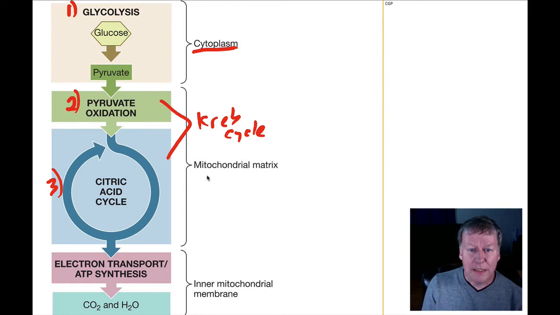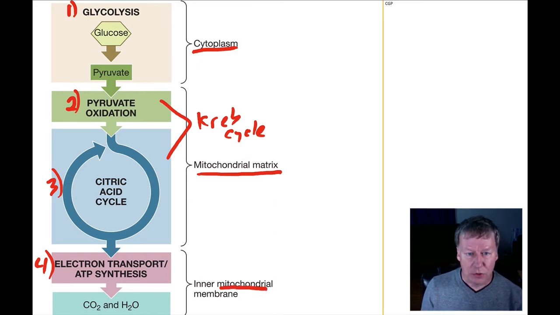These occur inside the mitochondria in what is called the mitochondrial matrix, and we'll discuss later where that is and how it works. The final one is the electron transport chain, or ATP synthesis. This is our fourth section, and this occurs on the inner mitochondrial membrane. So again, we're inside the mitochondria, and it's in a different area than the matrix, and we'll go into the details of that. So we need to look through each of these in turn.